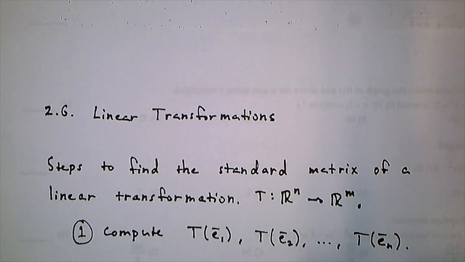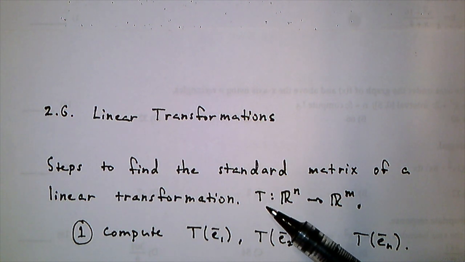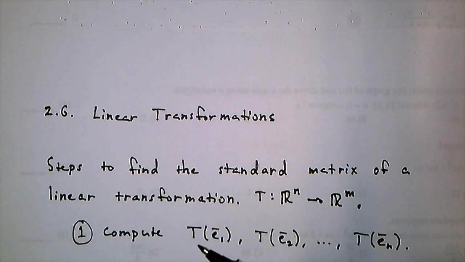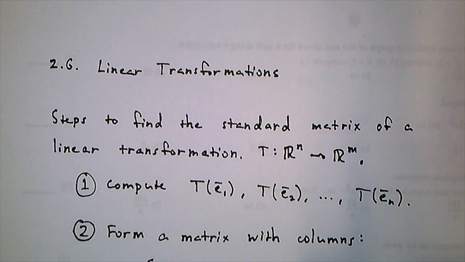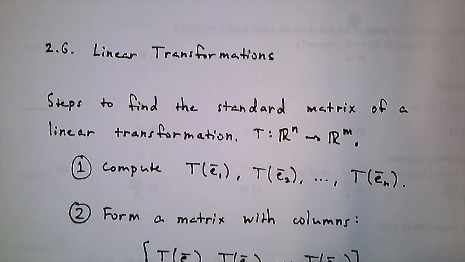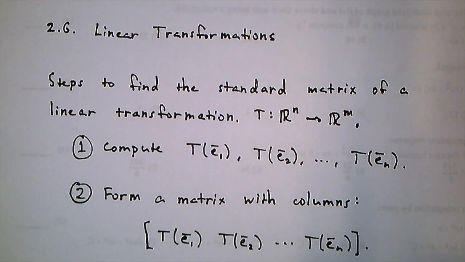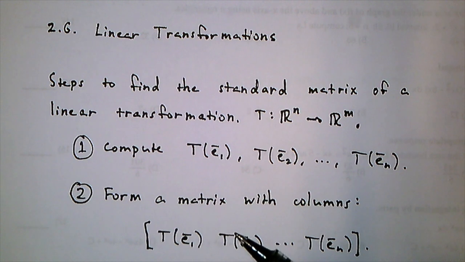The first step is to compute what the linear transformation, in this case we'll keep the name T, does to the standard basis vectors. So you'll plug in the standard basis vector e1, the standard basis vector e2, and then you'll keep on going until you get to your last standard basis vector. Once you compute all that, you take what you found in part 1, the new vectors, and form a matrix with those columns.